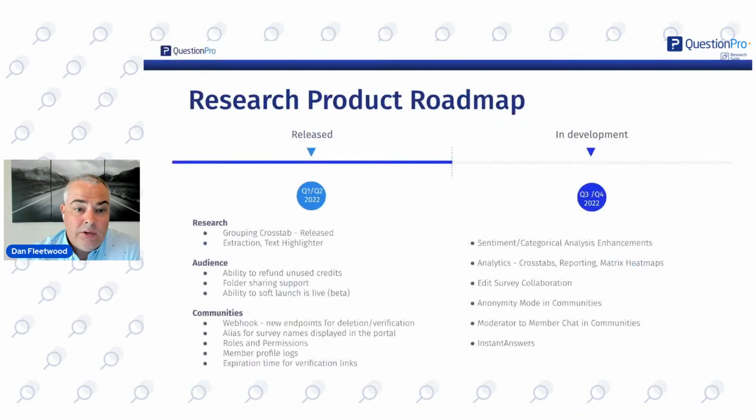Okay, let's get into it. I won't spend too much time on this slide, but the research product roadmap, largely in Q1 and Q2 this year, focused on grouping and crosstab, extraction, and text highlighter on the research side. So we'll dive into more of these and what that means. On audience, we really wanted to make our self-service audience platform more well-rounded.